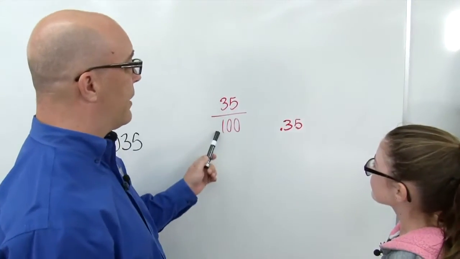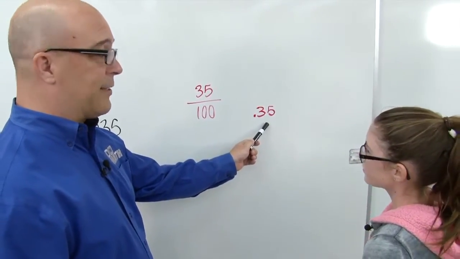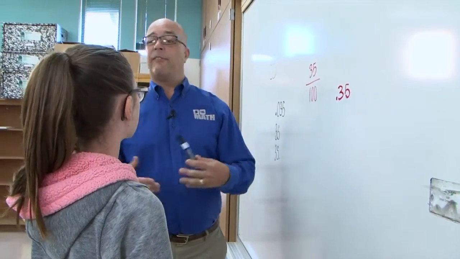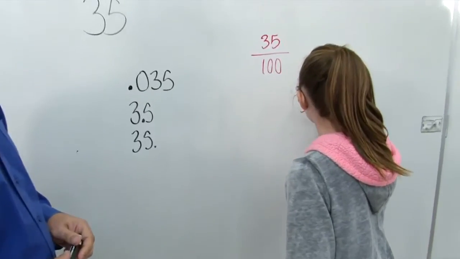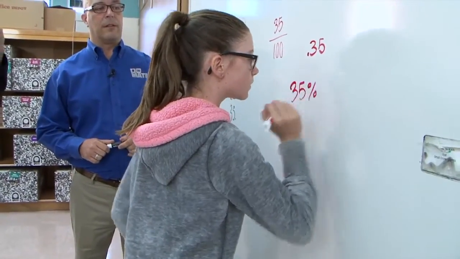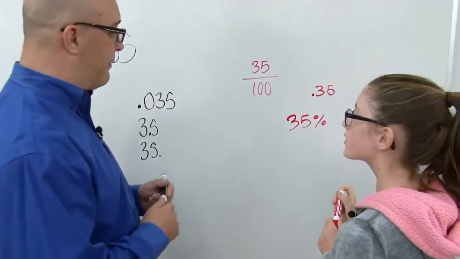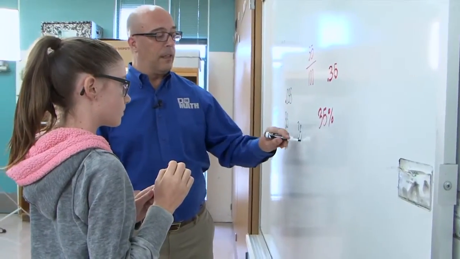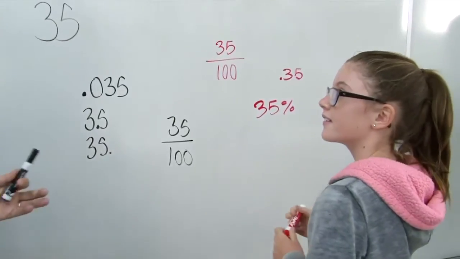So we have 35 out of 100, 35 hundredths. 35 hundredths written as a decimal. Now, what if I wanted 35%? How would I write that? Nicely done. Now, the only thing I would like you to do is take the 35 hundredths and simplify that fraction if you could. Okay. So how would you go about doing that?